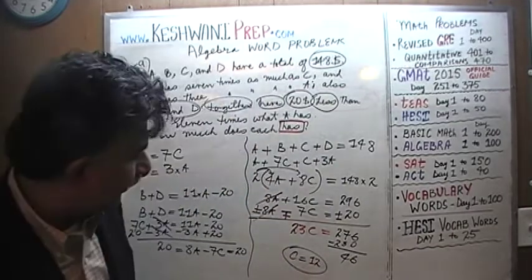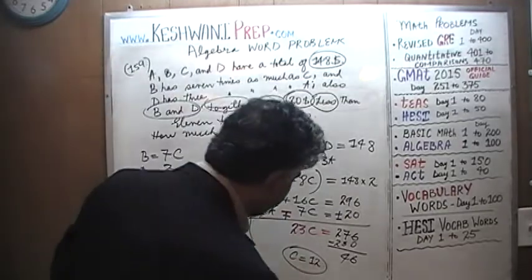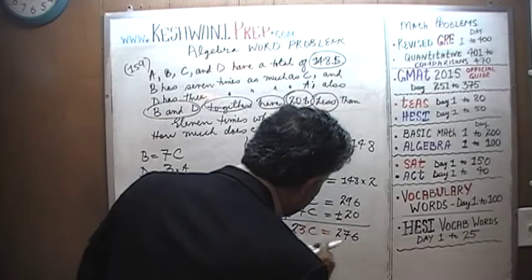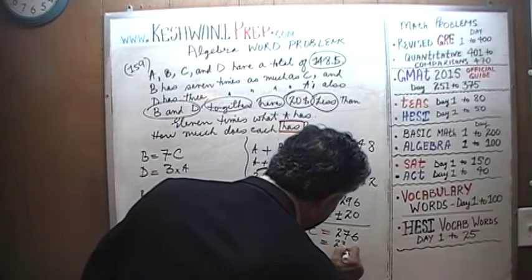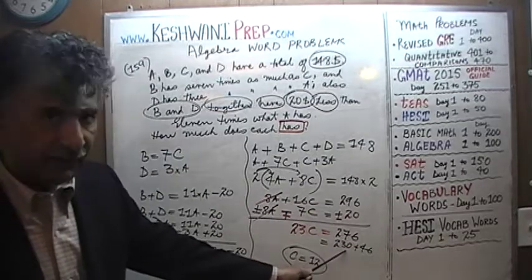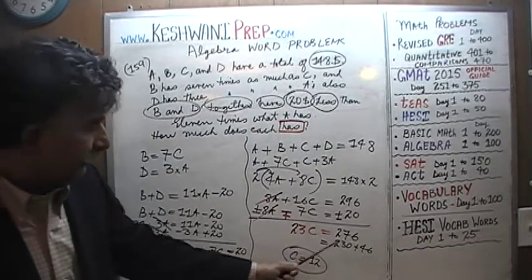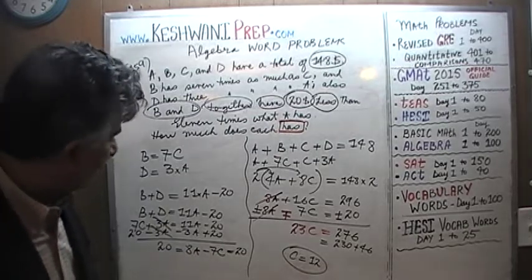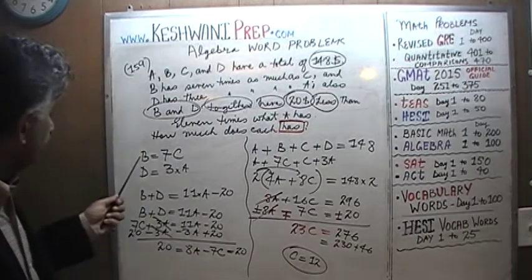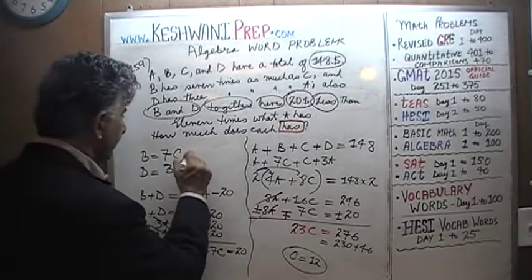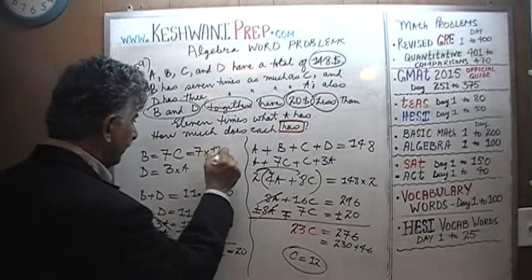Why is C 12? Because this 276 that we see there is simply 230 plus 46. 230 is 10 times C and 46 is 2 times C. So C is equal to 12. If C is equal to 12, we can pick up our speed here. C we know is 12, let's put it in here, which means B must be 7 times 12.